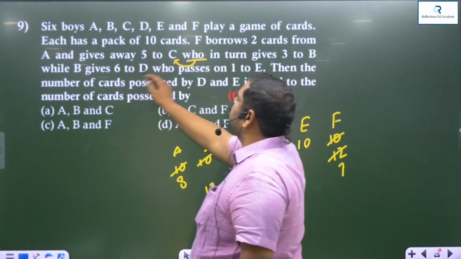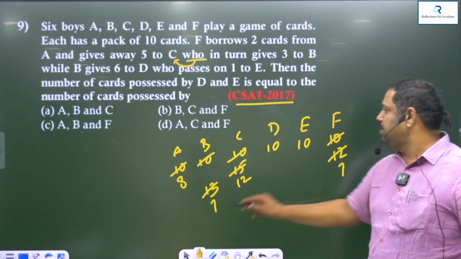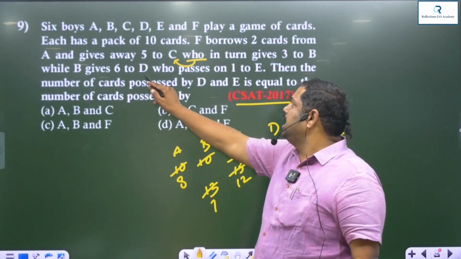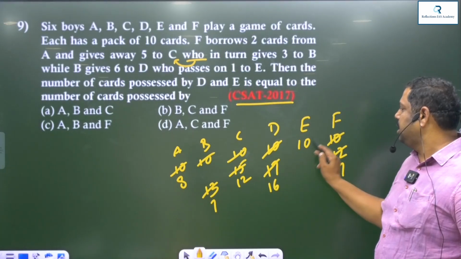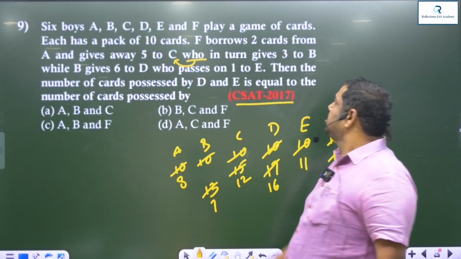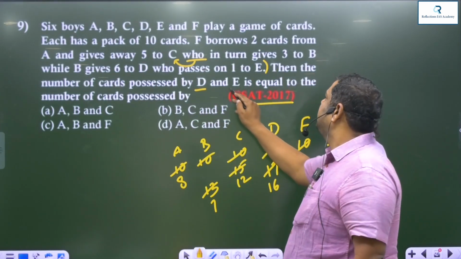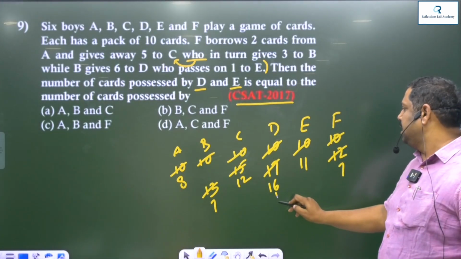While B gives 6 to D. How many has B given? 6. So 7 to D means he is 17. Okay. D, who passes 1 to E. 1 passes means 16. To E means he will be increased by 1. Okay. So then the number of cards possessed by D and E is equal to the number of cards possessed by D and E. How much are together?